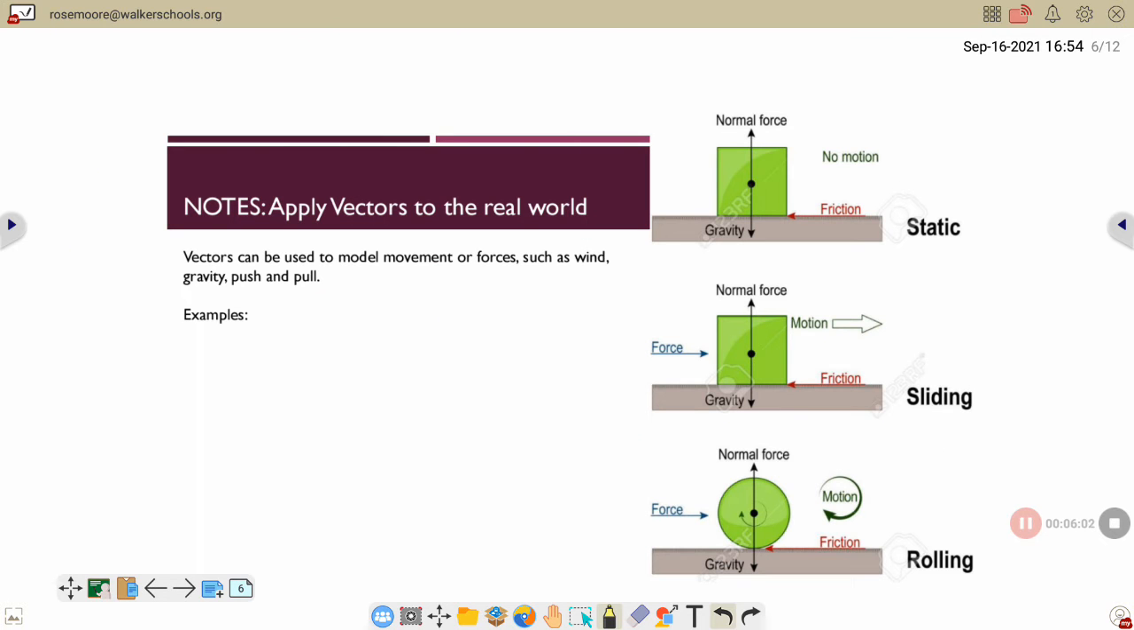All right, so we're going to apply vectors to the real world, and here I have some examples. Vectors can be used to model the movement of forces, such as wind, gravity, push, and pull. So if you had an object, like this beautiful little box here, and the box is just sitting down, not moving, the box is experiencing 3 forces at least. And we can model them all as vectors.